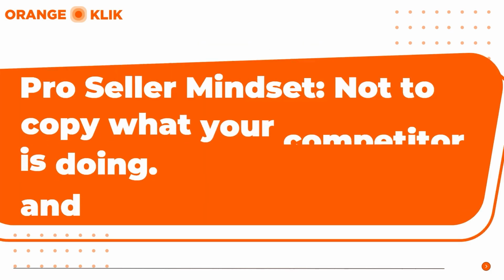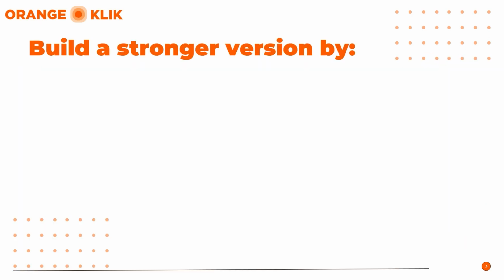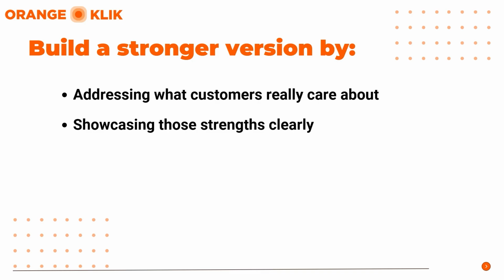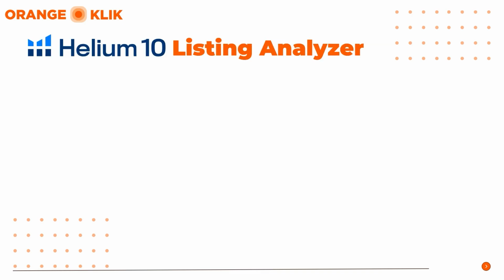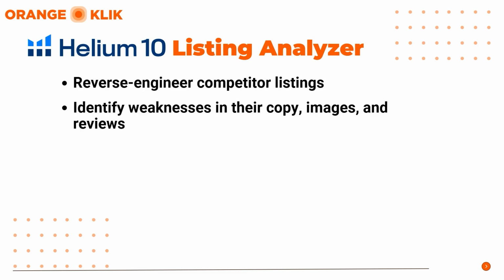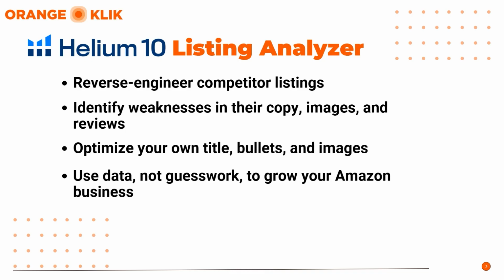The goal here is not just to copy what your competitor is doing. It's to analyze, improve, and outperform them. Helium 10's Listing Analyzer gives you the playbook. It's your job to build a stronger version of what's already working by addressing what customers really care about, showcasing those trends clearly, and making every word and image count. Let's wrap it up. With Helium 10's Listing Analyzer, you can reverse engineer competitor listings, identify weakness in their copy, images, and reviews, optimize your own title, bullets, and images. Use data, not guesswork, to grow your Amazon business.